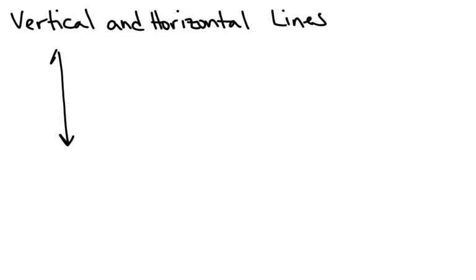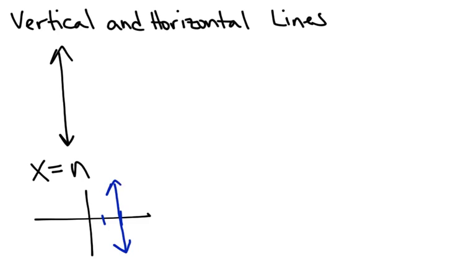Vertical lines always have the equation x equals some number. It's whatever number it goes through on the x-axis. So for example, let's say I gave you this vertical line. This would be the vertical line x equals 2 because it goes through 2 on the x-axis. Remember, the vertical line never touches the y-axis unless it's on top of the y-axis.